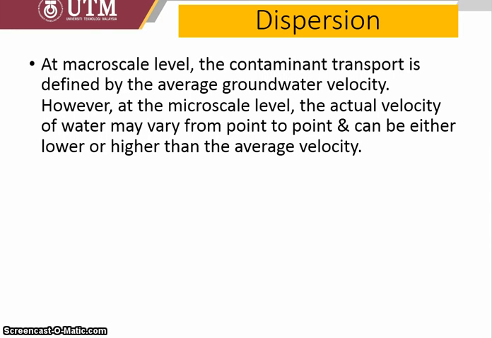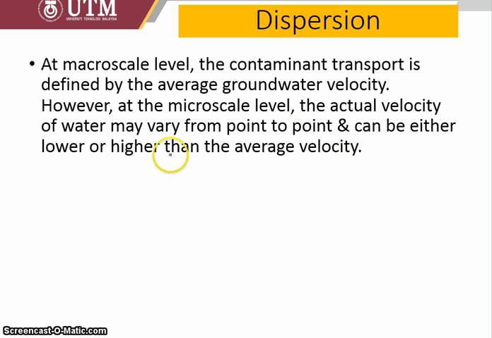So this is the third part of the contaminant transport video. Okay, now let's see the dispersion. Previously we know that at the micro scale level, contaminant is defined by the average groundwater velocity. So in this dispersion, we want to look at the micro scale: how the dispersion flows, what is the velocity from point to point.